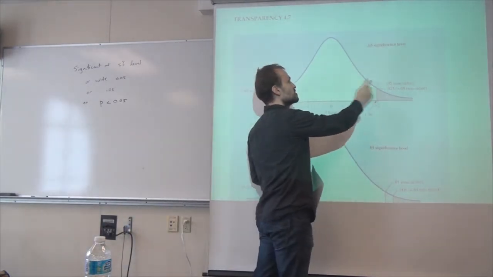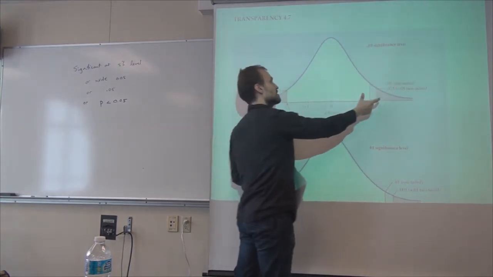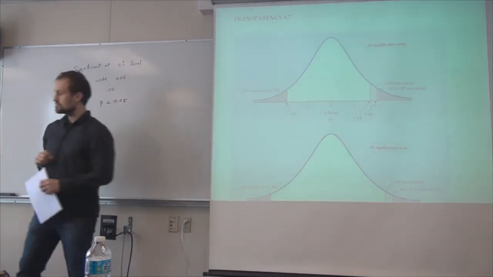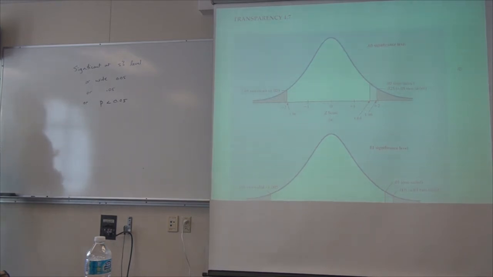So just remember that for a two-tailed test, my significance level is divided by 2, and that half of that goes on either side of my normal curve. Two-tailed test. I'm just trying to see if something is significantly different from the mean. I don't necessarily know if it's going to be more or less.